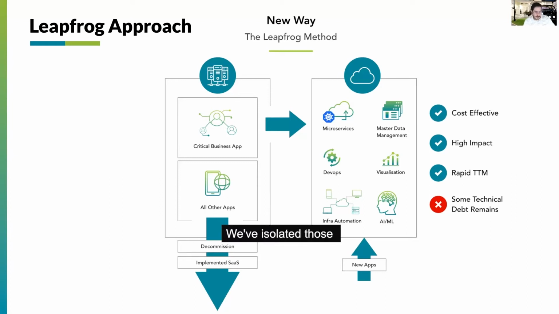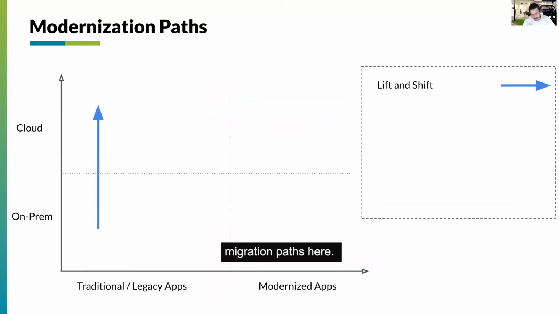We've isolated those applications. So how do we get those applications into the new environment? Let's look at some migration paths here. The first one, and obviously we want to be over here in this upper right-hand quadrant, is modernized apps running in the cloud. That's the goal. That's going to get your best bang for the buck.